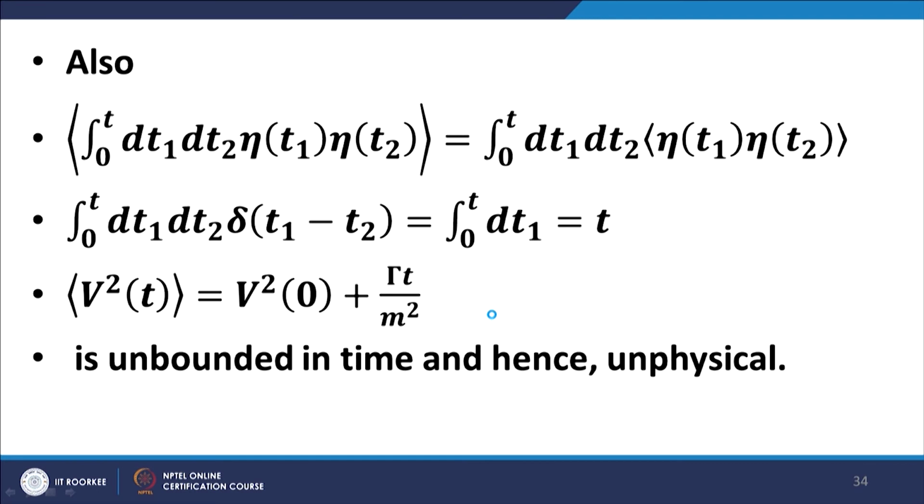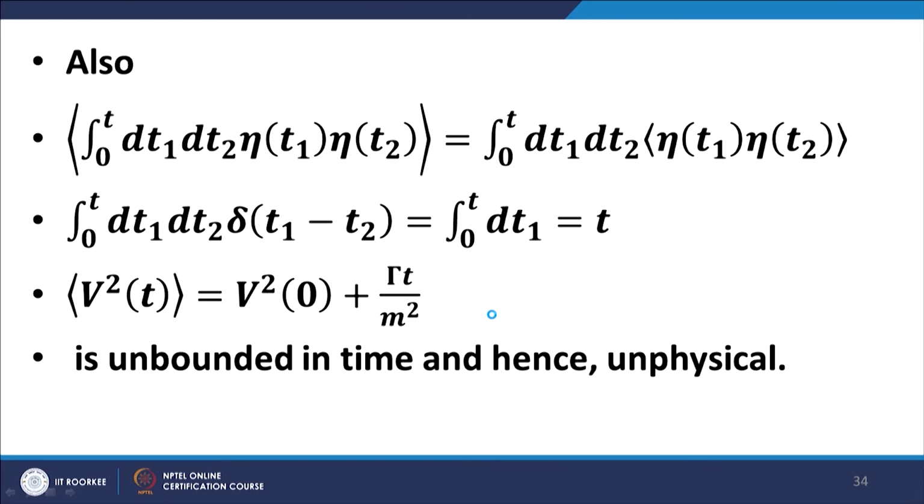Now, this is nothing but the autocorrelation function, which we have assumed to be a delta correlation. Putting that delta correlation here and doing the t2 integration, we get integral 0 to t dt1, which is equal to t. So, what do we end up with? We end up with the average of V square t being equal to V square 0 plus gamma t upon m square.